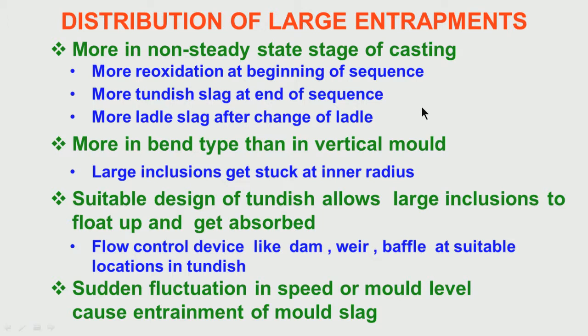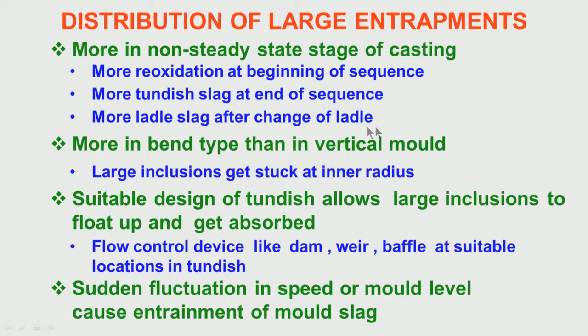Then at the end of the sequence there is a possibility of getting tundish slag entrained, unless you take care that you do not allow the tundish slag to come into the mold. You allow a small amount of liquid steel to remain at the end of the casting, so that at the bottom of the tundish you have some steel also. If you allow that to come in, then along with that some small amount of slag also will come. So, at the end of the sequence there is a possibility of tundish slag entrainment.